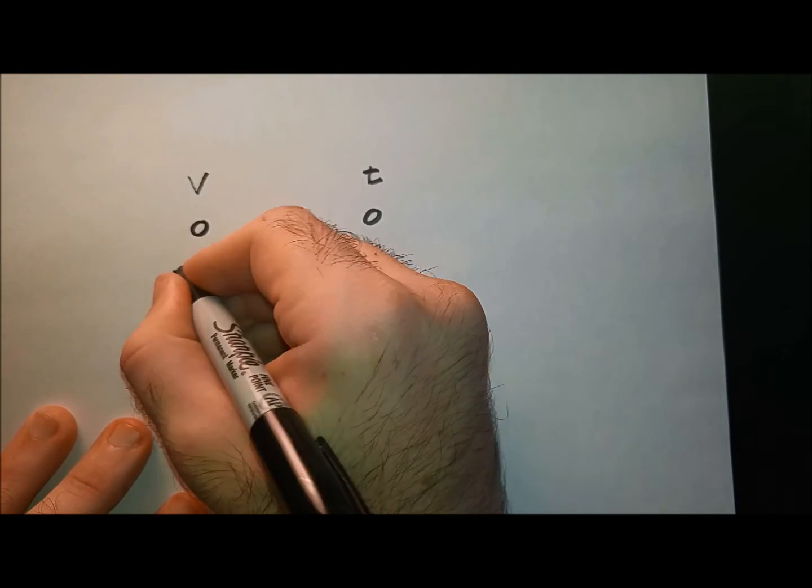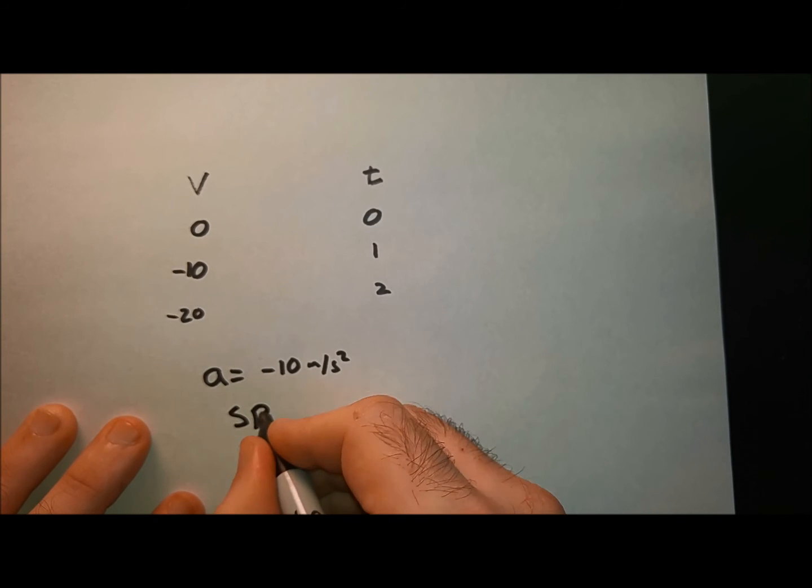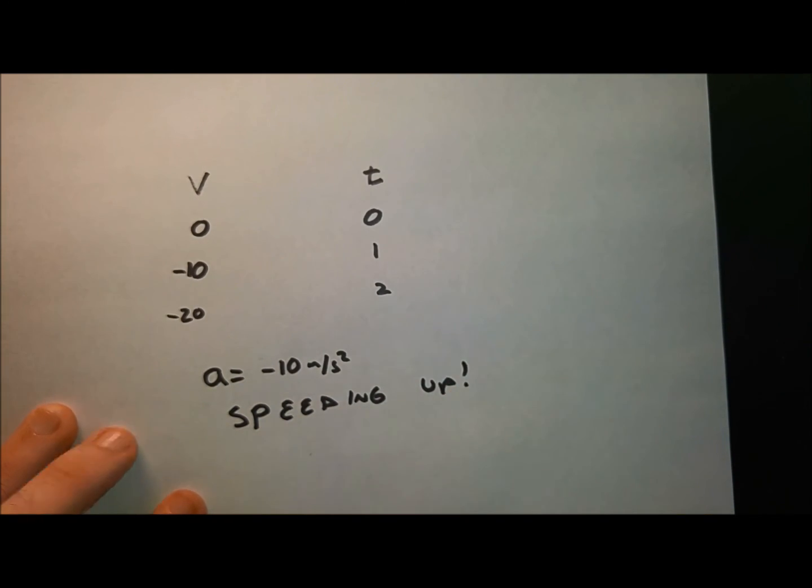So for example, let's say we start at 0, go to negative 10, negative 20. The acceleration is still negative 10 meters per second squared, but in this case it's speeding up, because it's getting faster negatively.